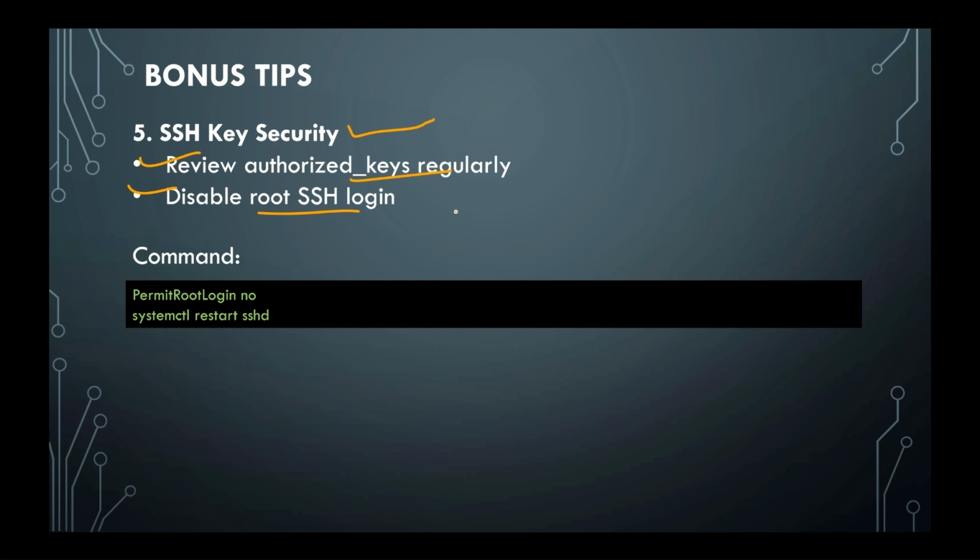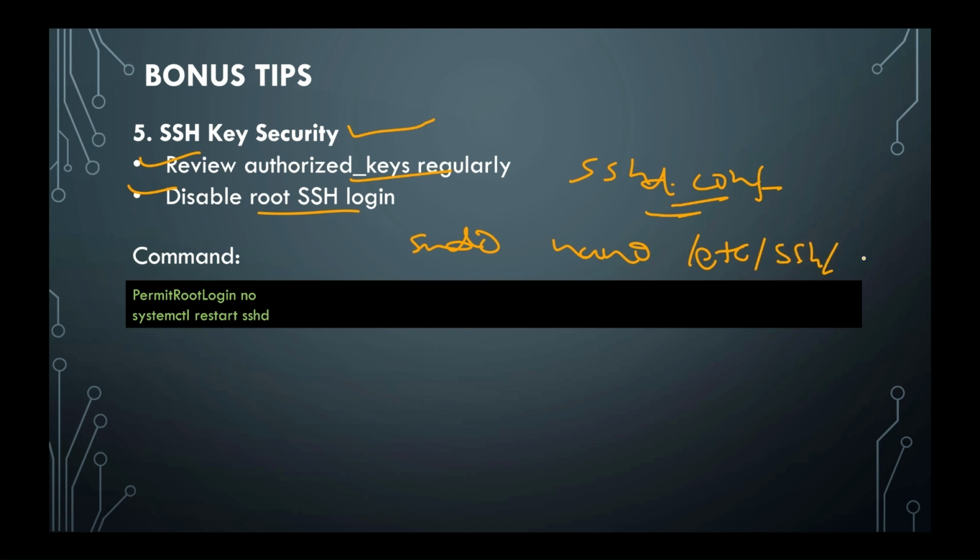To disable root login in SSH, modify your sshd_config file. You can go sudo nano /etc/ssh/sshd_config, and set PermitRootLogin no, and then restart with systemctl restart sshd.